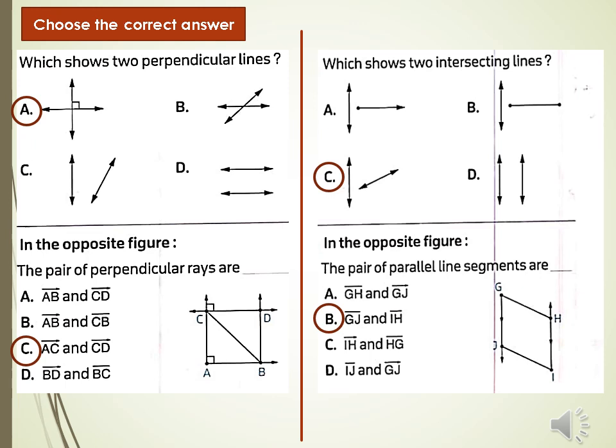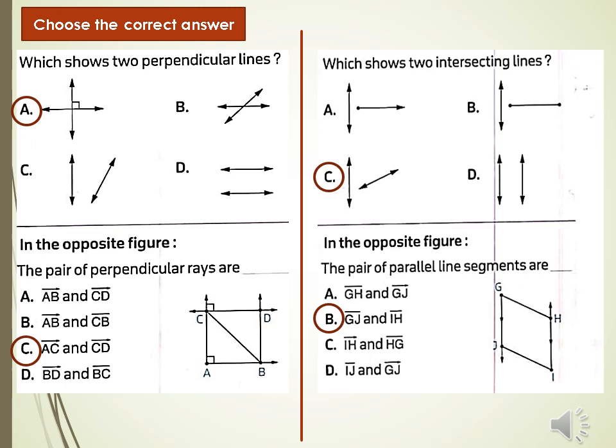Number 3. Which of the following shows two intersecting lines? Two intersecting lines have only one common point. So we will choose letter C because the extension of the lines will intersect at a common point.